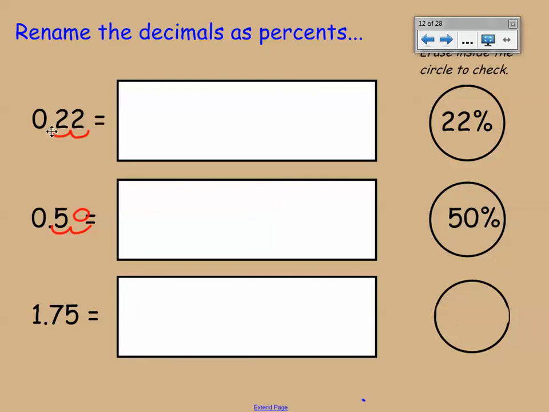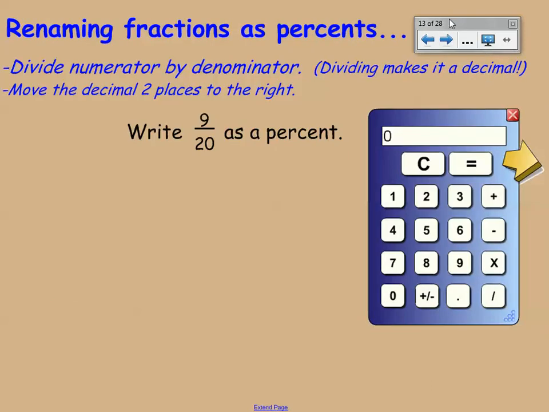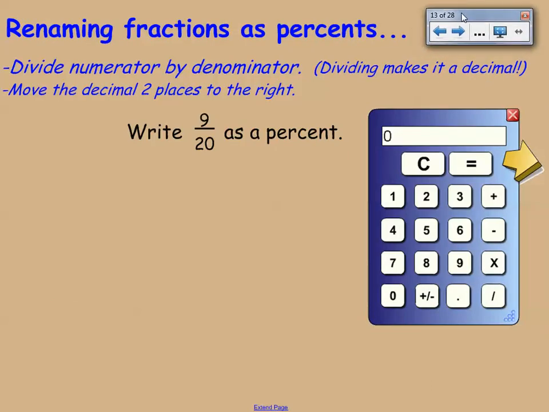You don't have to write these down with me, by the way. Sorry if you already started. And then if I have 1.75, to the right gives me 175% for my answer.